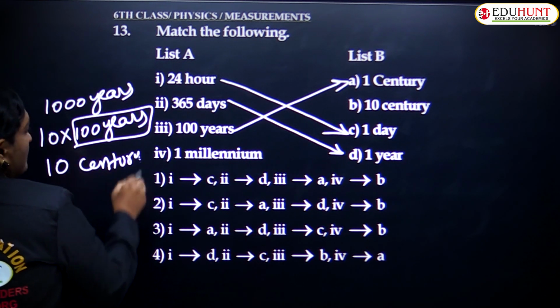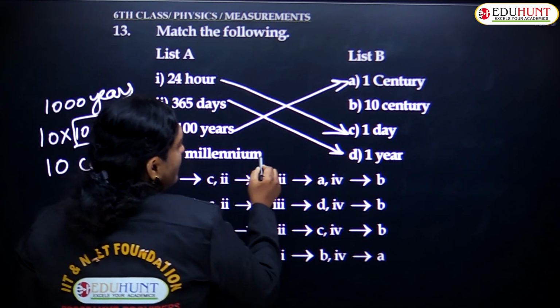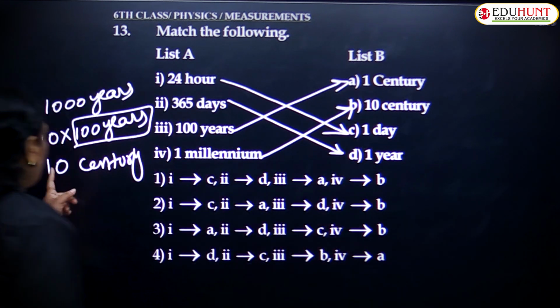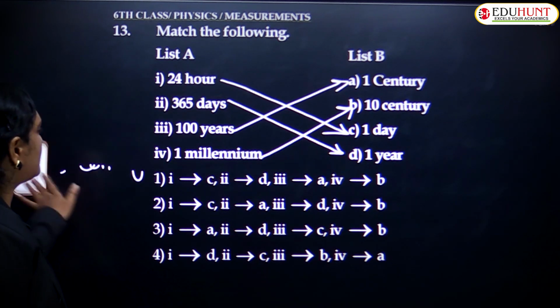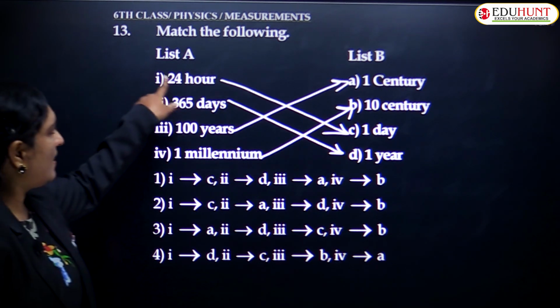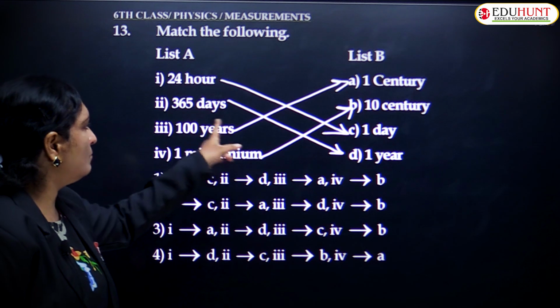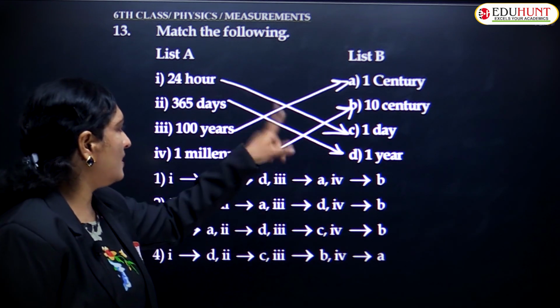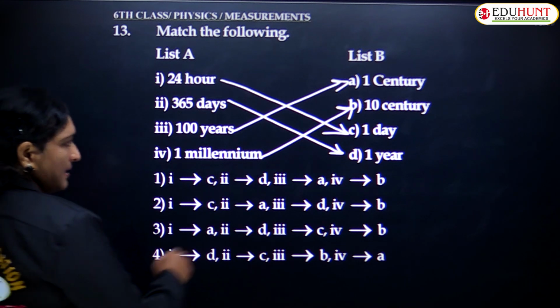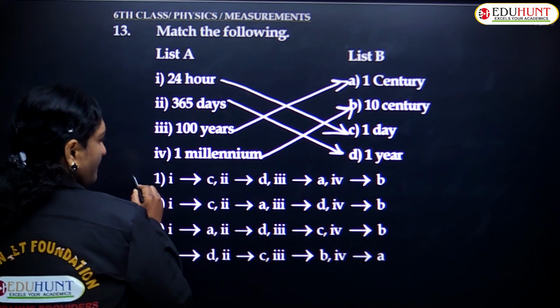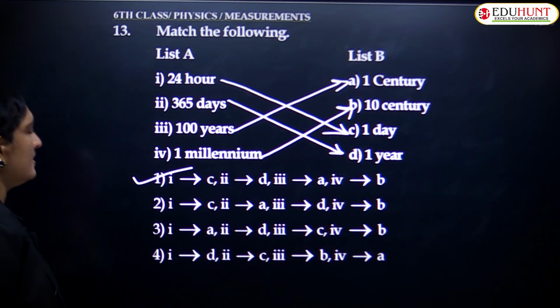So where is the answer? 1 millennium is 10 centuries. 1 millennium is equal to 10 centuries. So where is the correct answer, children? Which one is the correct option? 1 for C, 2 for D, 3 for A and 4 for B. C, D, A, B. So here goes your answer.